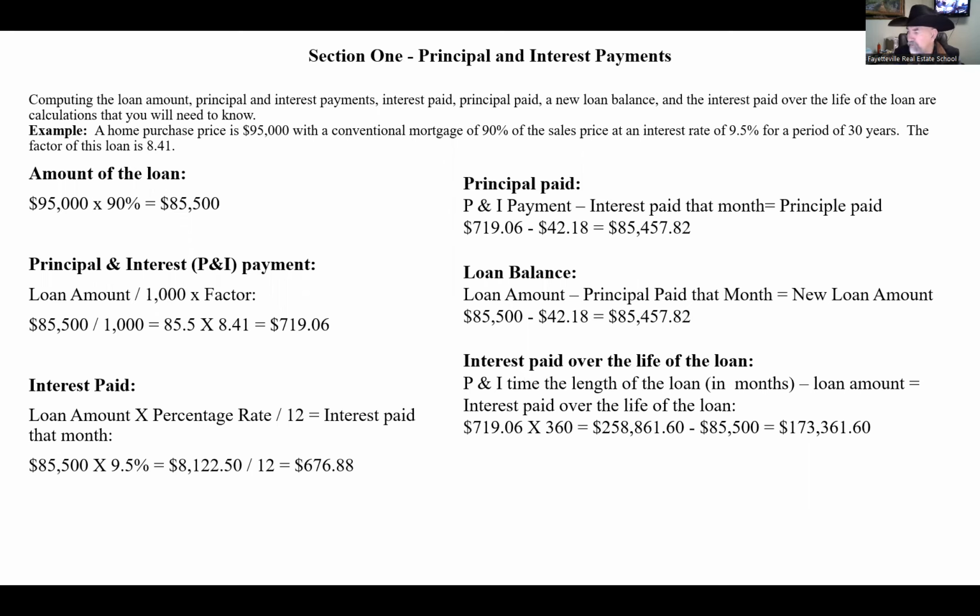That will give us interest paid over the life of the loan. And here we go, $719.06, which is the P&I payment for every month, times 360 months of payments, will equal total payments to the bank of $258,861.60. We're going to subtract their original loan amount. That will give us the interest paid over the life of the loan of $173,361.60 for a house that they paid $95,000 for. All right, so the banks or lenders are making some money.